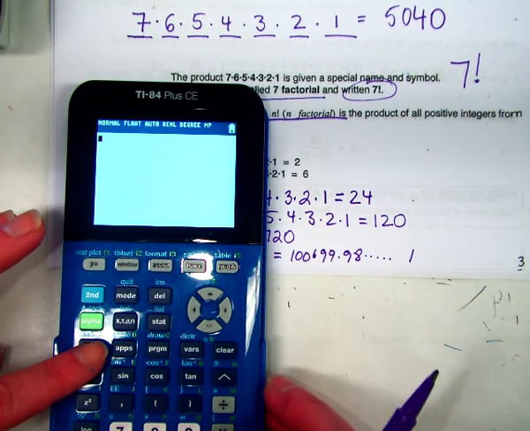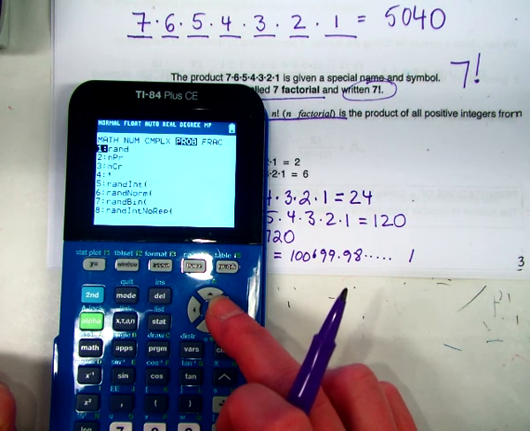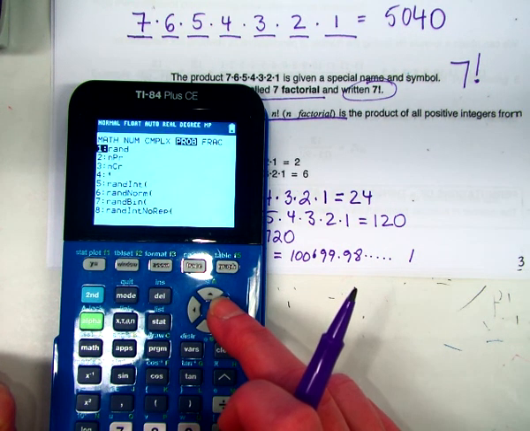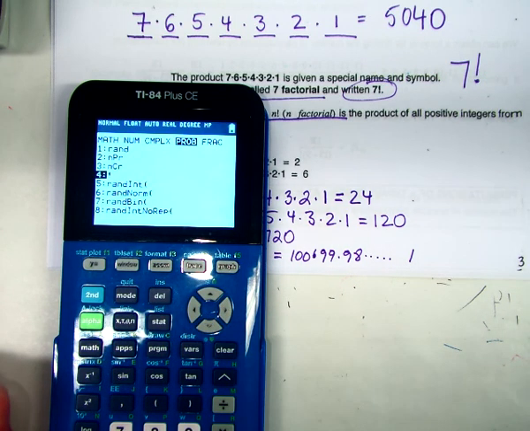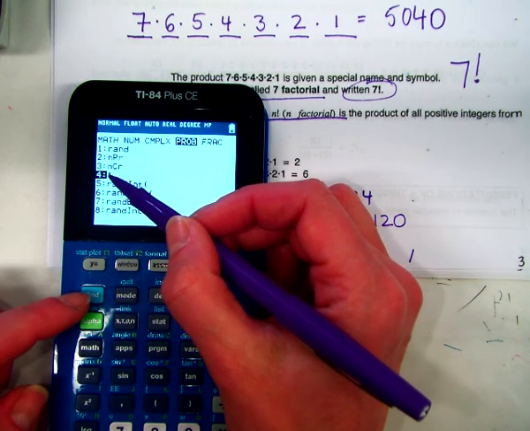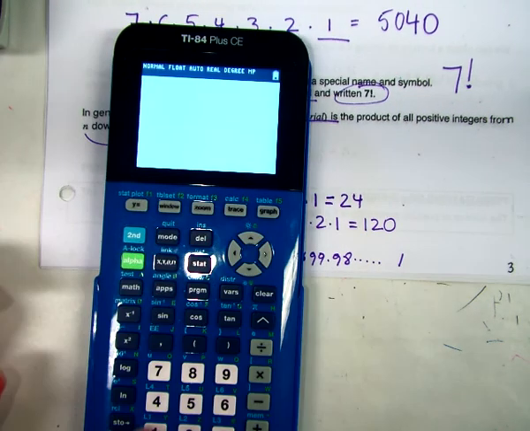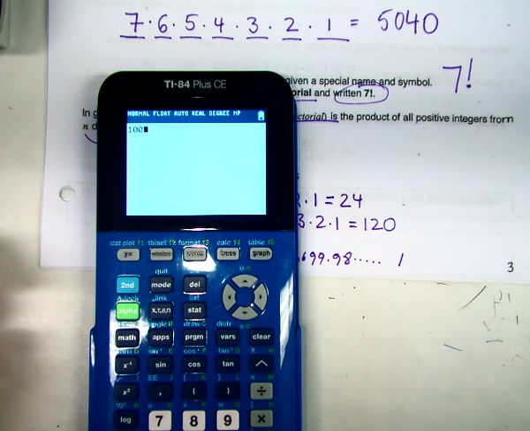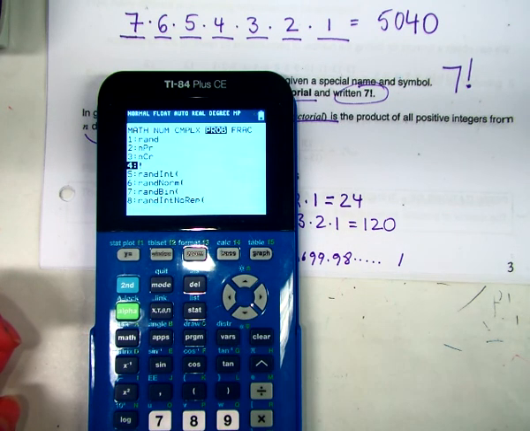Press math. Go over to probability. My calculator is PROB. Yours might be PRB, which stands for probability. And then what's under number 4? It's the exclamation point. So the way to get that factorial function here, you would press, what did I say, 100? Let's do 100. And then press math, go over to probability. Number 4, hit enter, see what you get.